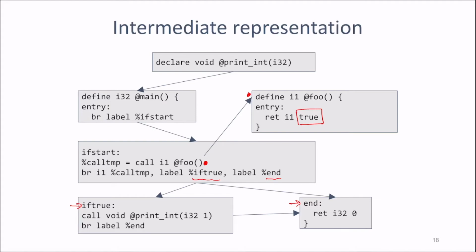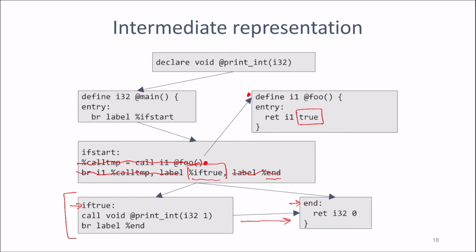So what I can do is actually get rid of this. And if I get rid of that, I know that it's true. I know that this if true is always going to be valid. So I can actually remove this branch as well and then just go to if true. The only code I need to run is printing this number 1. And once I'm done with that, I return 0 from this function.